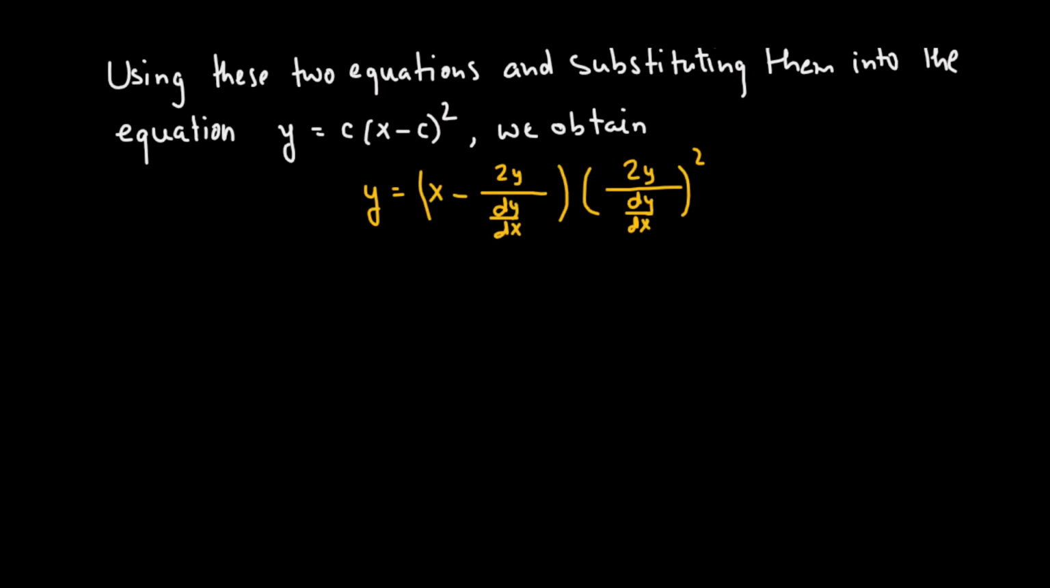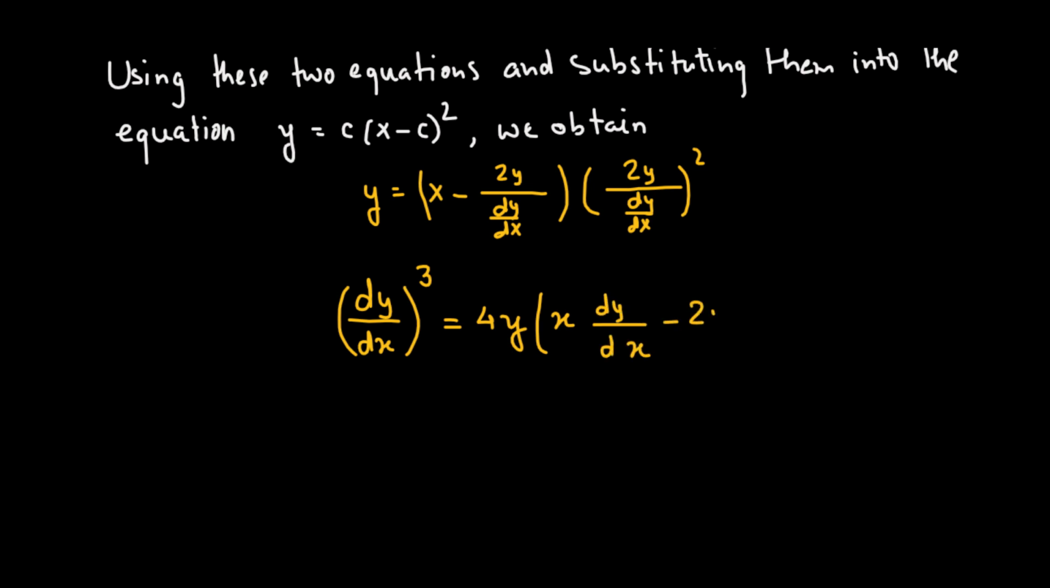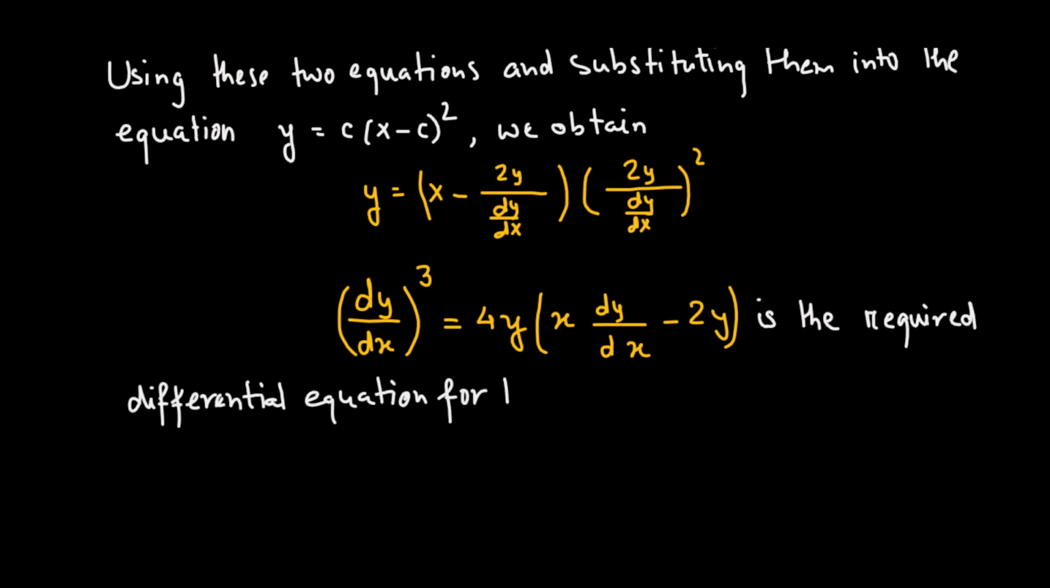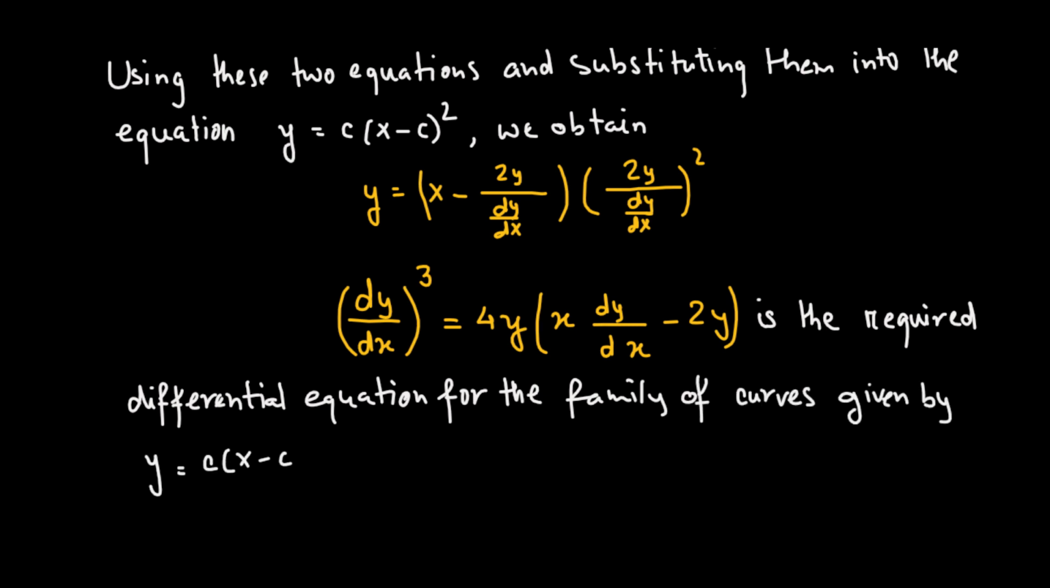So when we perform the algebra, which is again left as an exercise, we obtain (dy/dx) whole cube equals 4y multiplied by (x times dy/dx minus 2y), which is the required differential equation for the family of curves given by y equals c multiplied by (x minus c) whole squared.